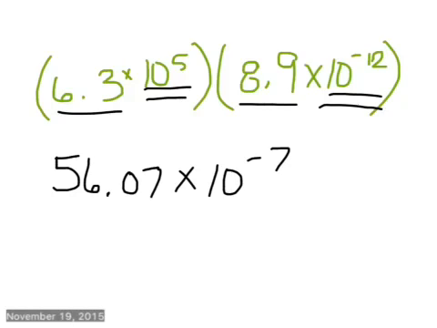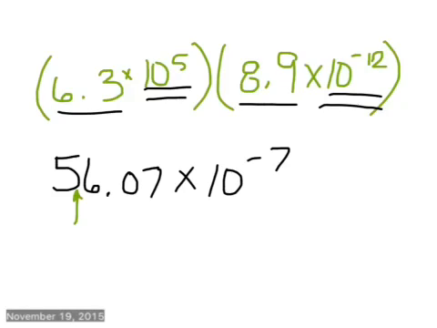Is that in true scientific notation? No. What's wrong with it? I don't need parentheses, none of that. It's the 56 that's the problem, isn't it? For those of you that have done anything with scientific notation before, which I know you have, this number here needs to be a single-digit number to the left of the decimal point. Right now it's a 2-digit number.